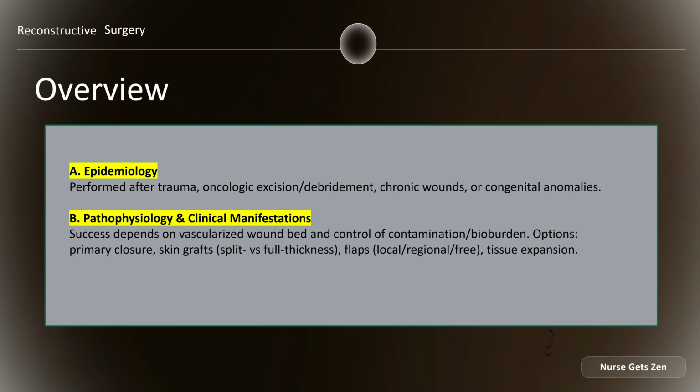There are two distinct groups of patients who require reconstructive surgery. Those who need surgery because of congenital defects or disfiguring birthmarks, and those who need surgery because of trauma, excisions of tumors, infection, or chronic wounds.